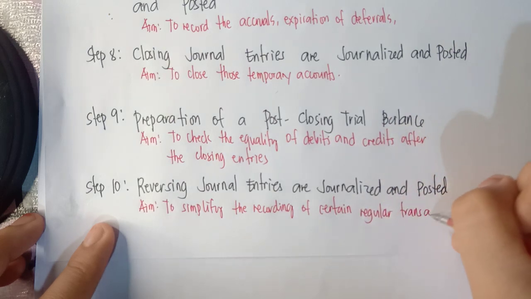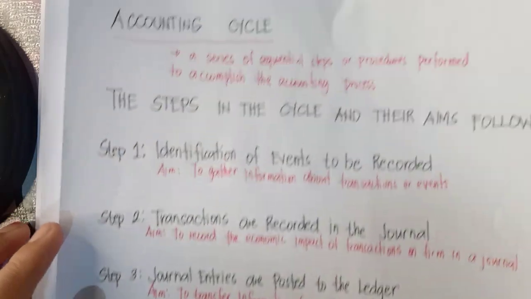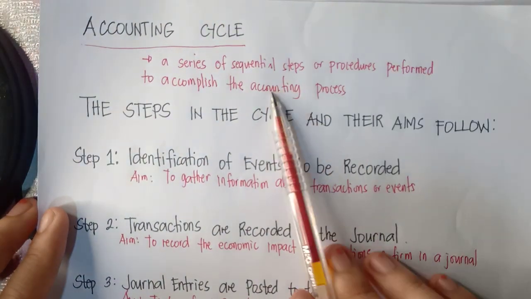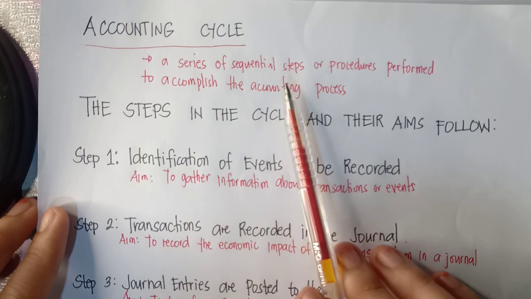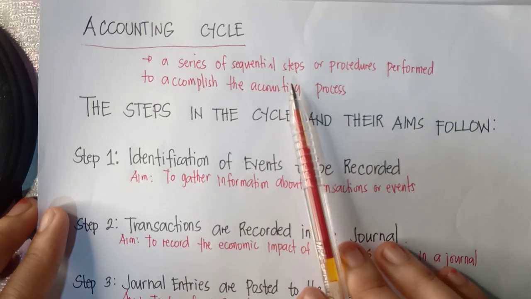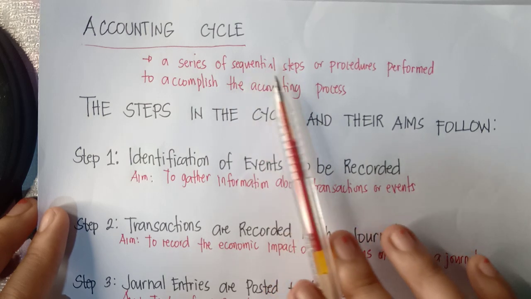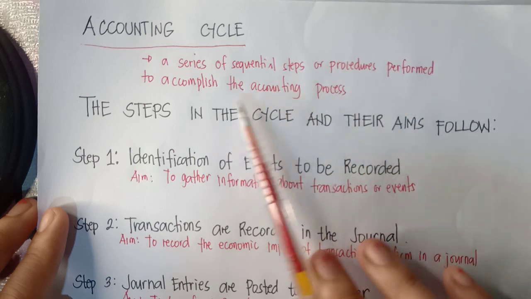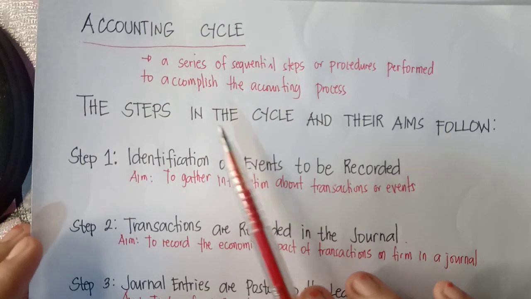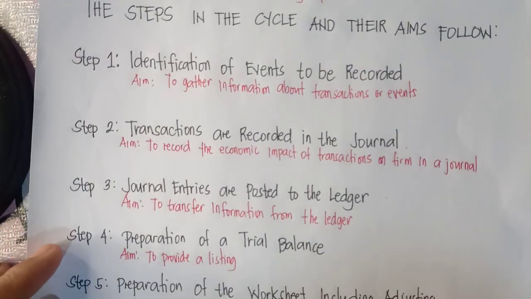Okay. So, ulitin natin ha. Let's summarize. The accounting cycle, it is the series of sequential steps. When we say steps, ibig sabihin, sunod-sunod. So, step 1 before step 2, before step 3, okay? So, a series of sequential steps or procedures performed to accomplish the accounting process. We have 10 steps in the cycle and we also have different aims for the different steps.